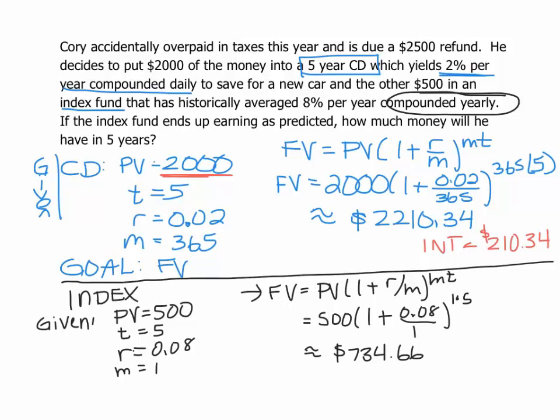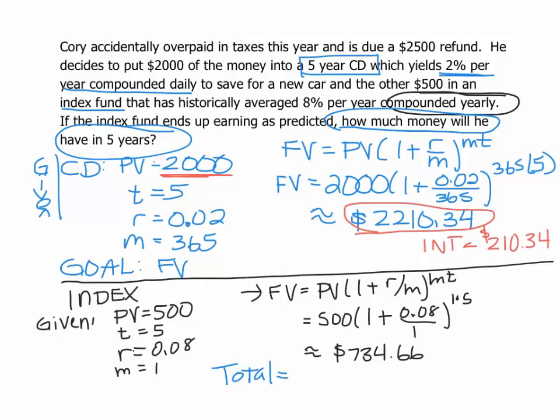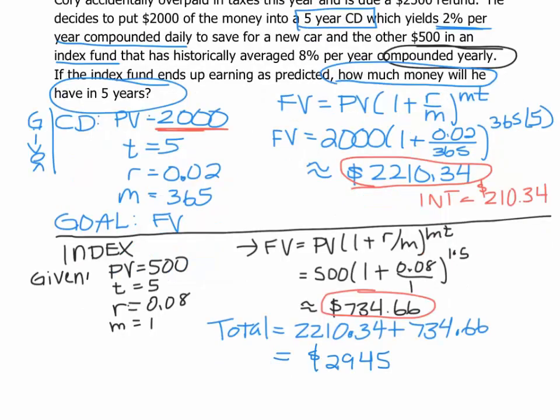$734.66. Now, our original question was to find how much money will he have in 5 years. So we want to know the total amount of money that we have. So our total is this $2,210.34 plus that $734.66. We end up with $2,945. Now we ended up with just an integer value. It shouldn't typically end up being 0.00 each time, but this time we did, just a fluke.